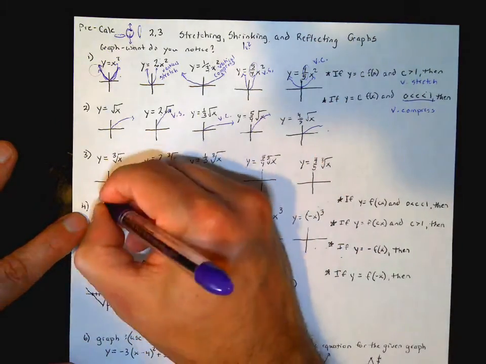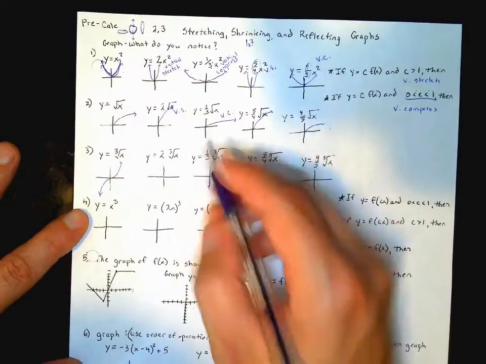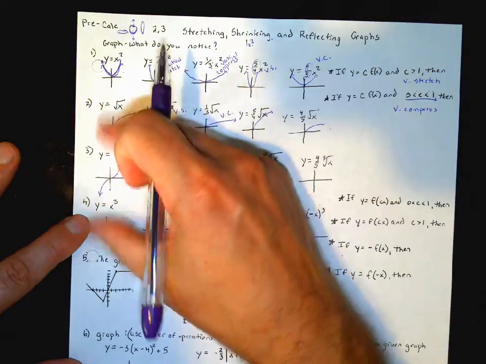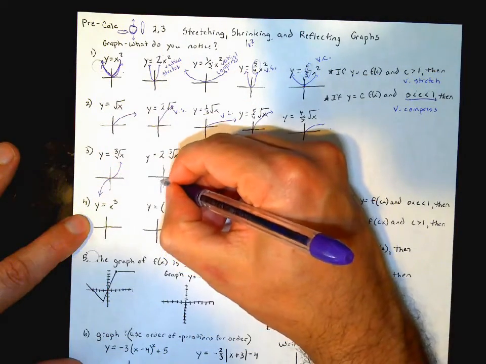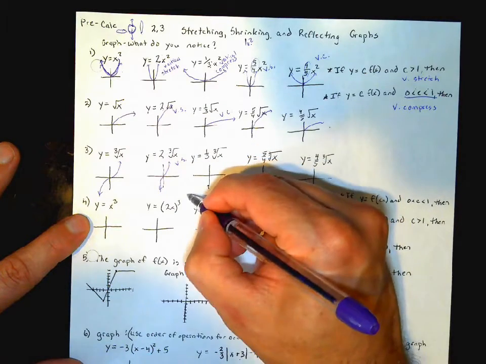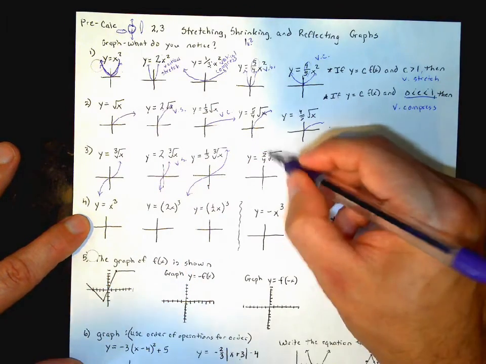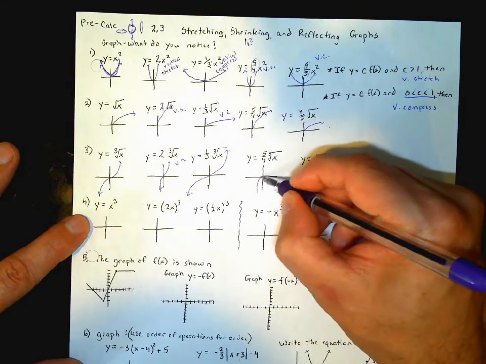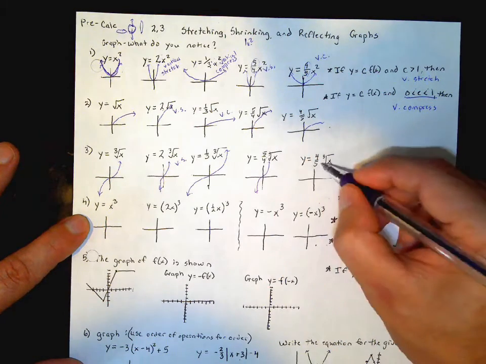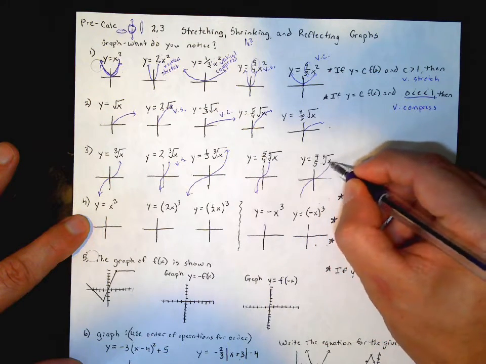X to the 3rd. Our graph looks something like this. The 2 in front, once again, vertical stretch. So we're stretching this out, makes it more narrow. And 1/3 makes it wider. More than 1 stretch, less than 1 compress. Wider.